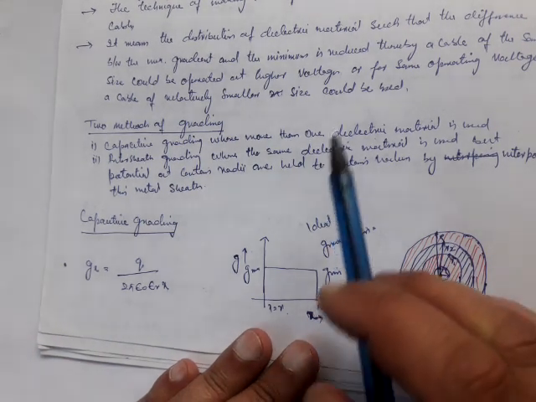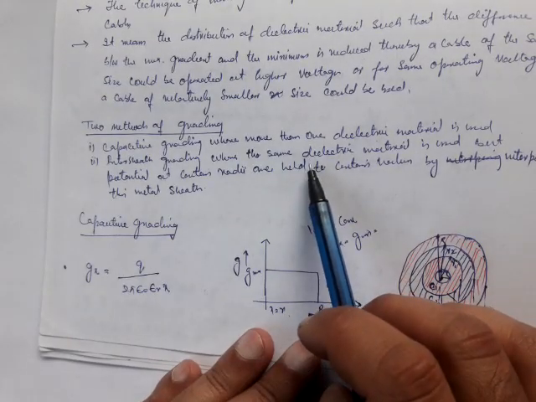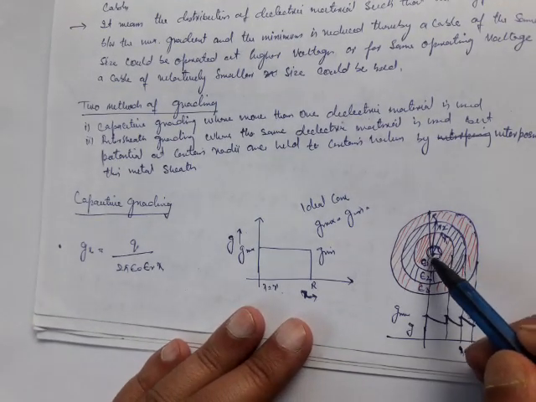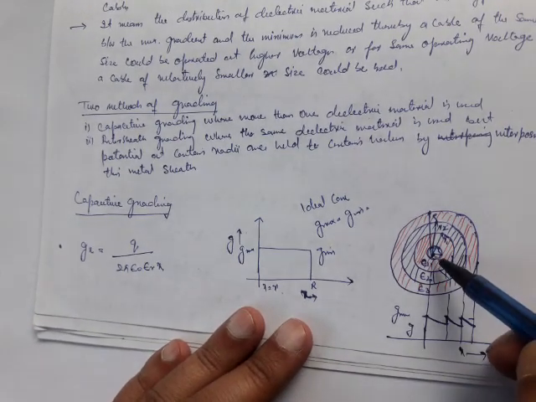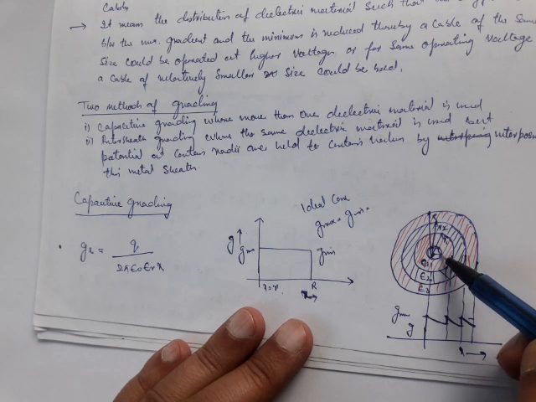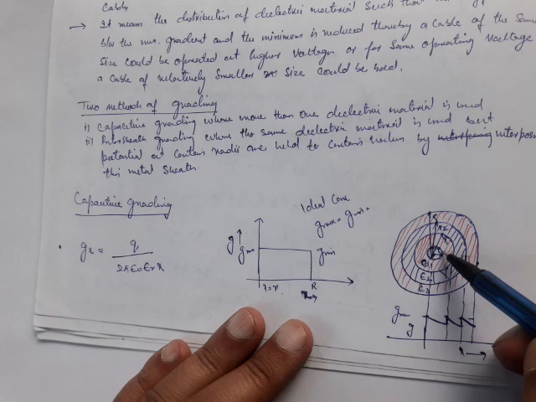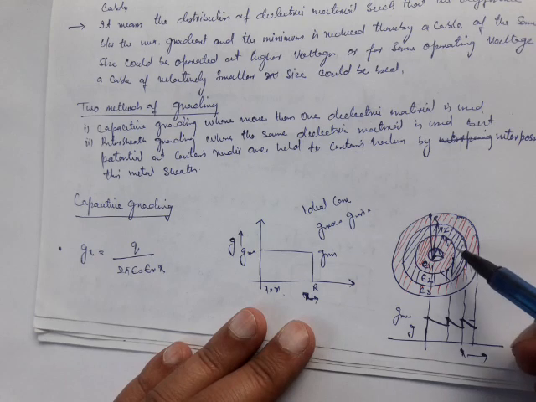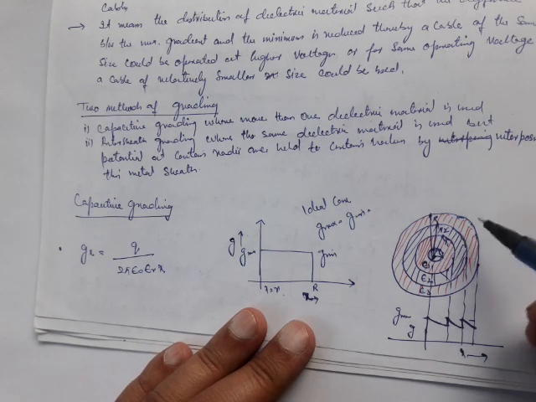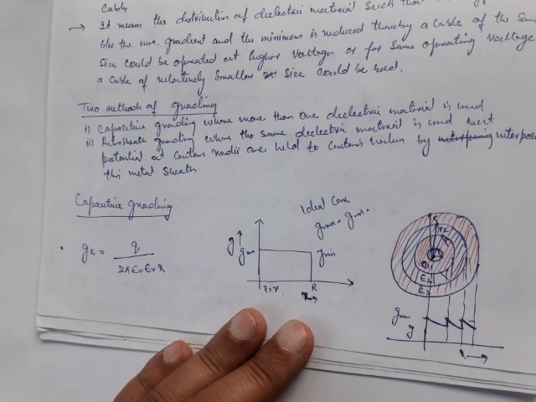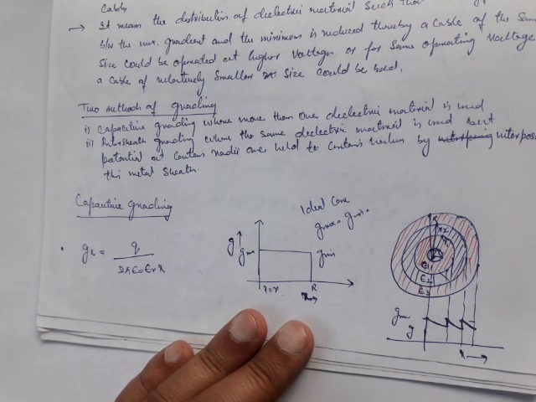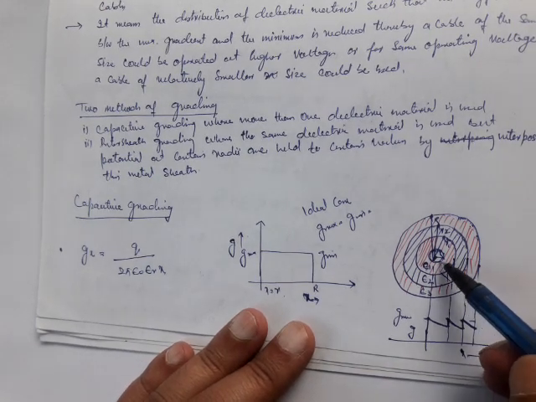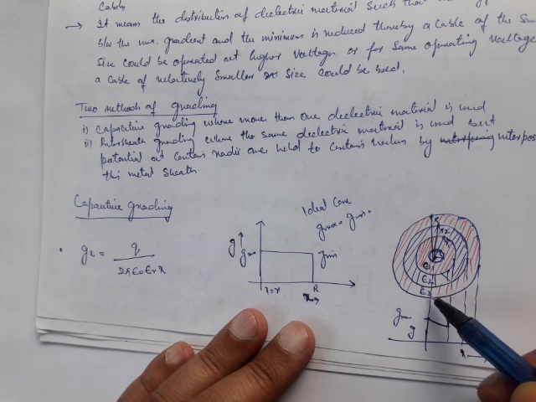And as I've told you in the statement itself, more than one dielectric material is used. Here this is the conductor, its radius is equal to small r, and from this point to this point is one dielectric material, above this is another dielectric material, and above this is another dielectric material. So in this case we have used three dielectric materials to make the dielectric of a cable. The relative permittivity of the first dielectric is E1, the second one is E2, and the third one is E3.